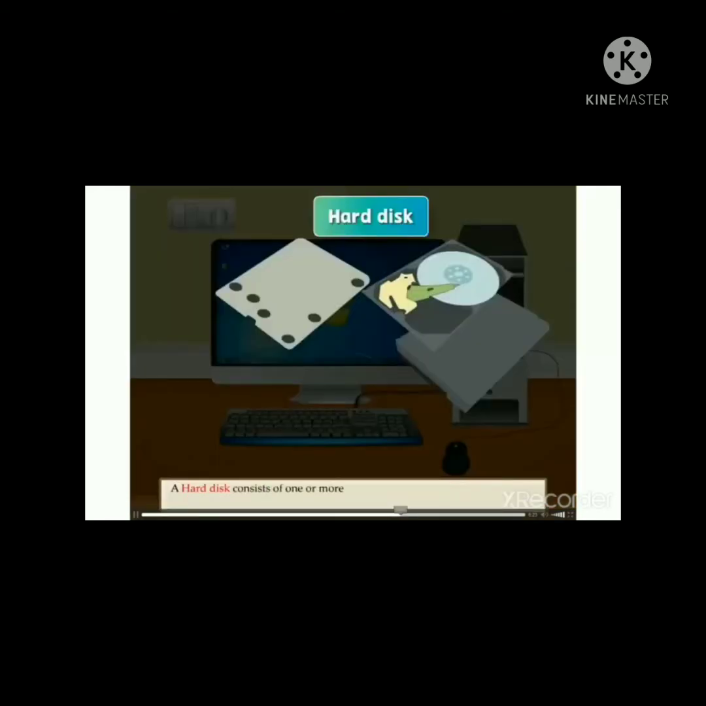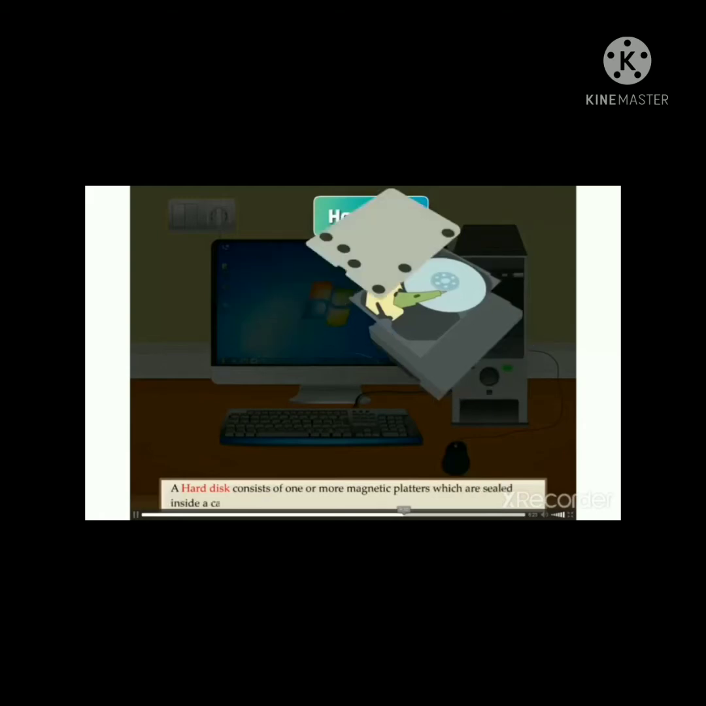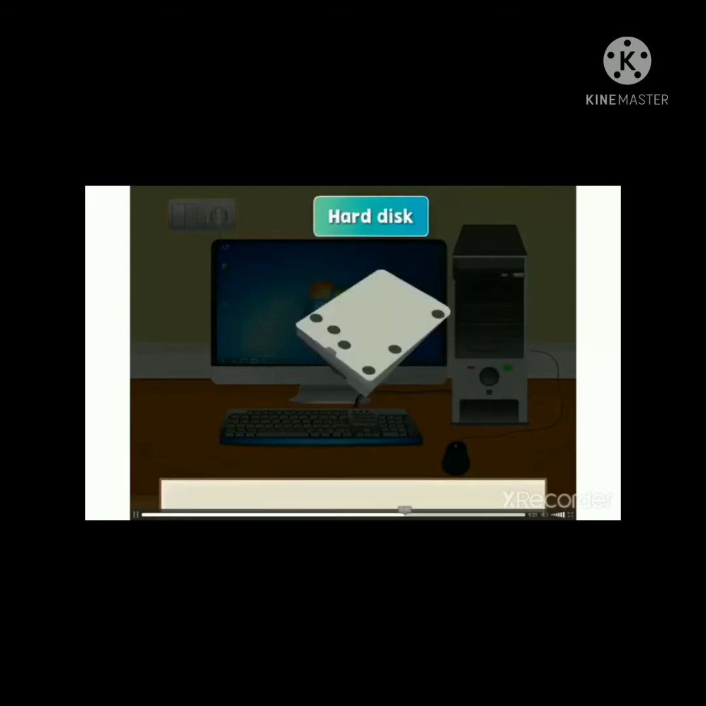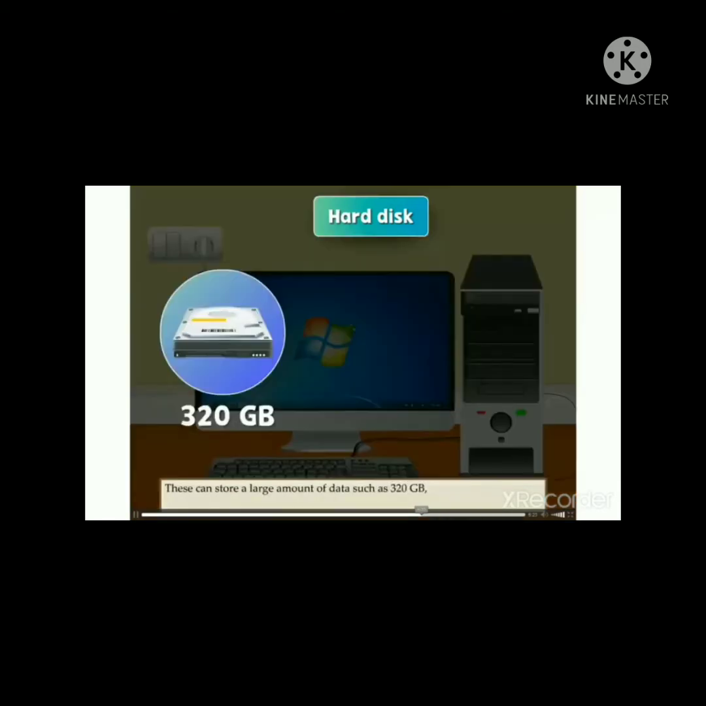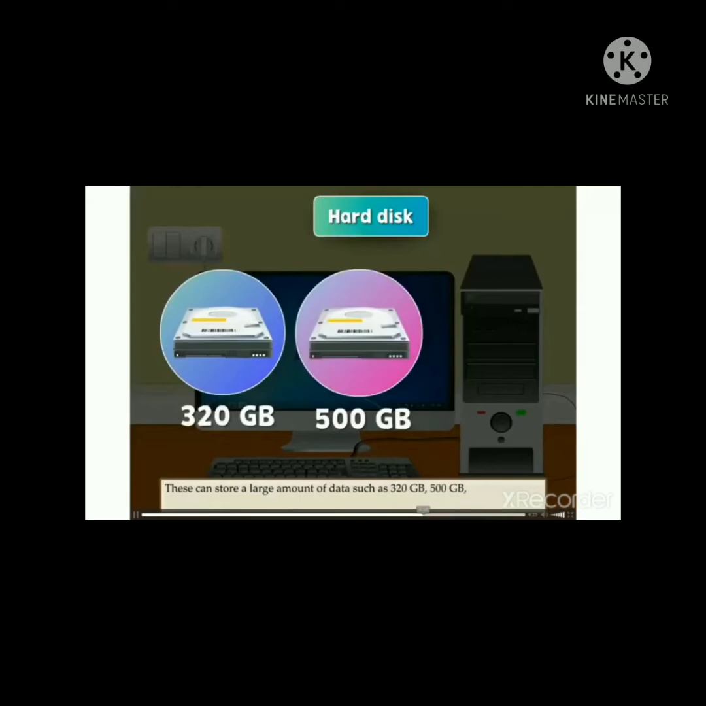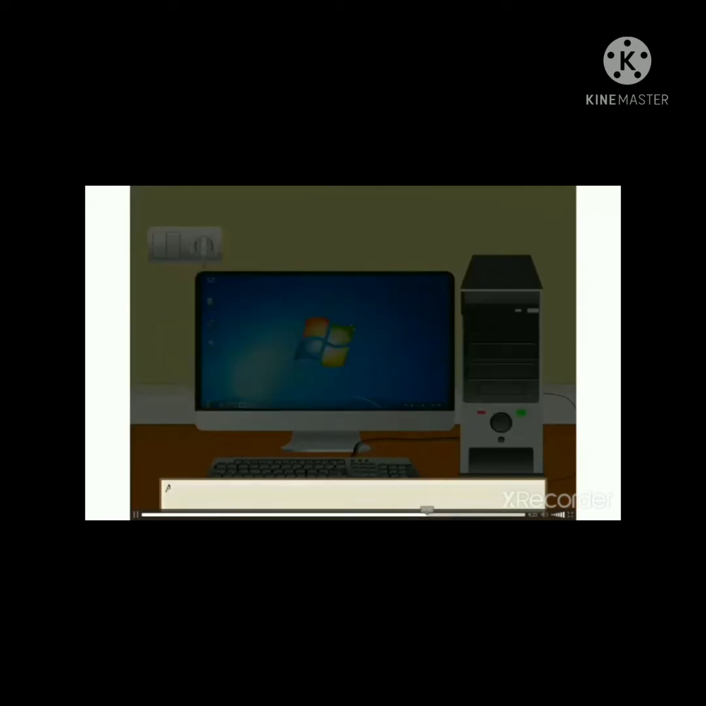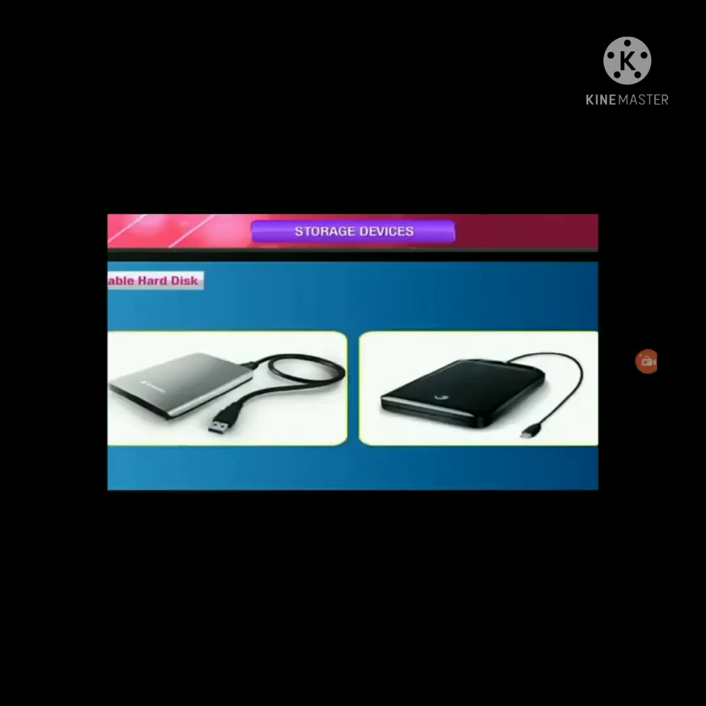Hard disk, which is usually installed in the computer's system unit. Though removable or external hard disks are also available. These can store a large amount of data such as 320 GB, 500 GB, up to 1 TB or even more. Next is the external hard disk.